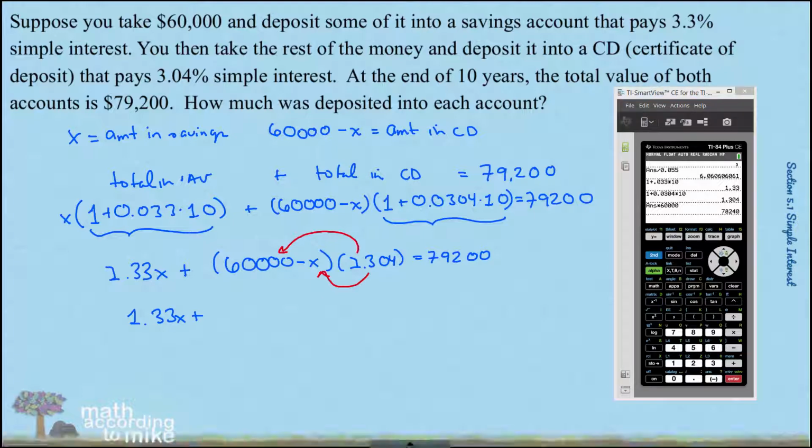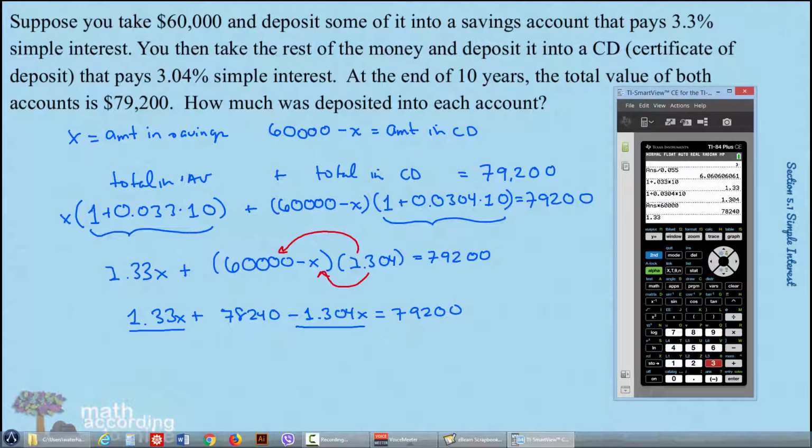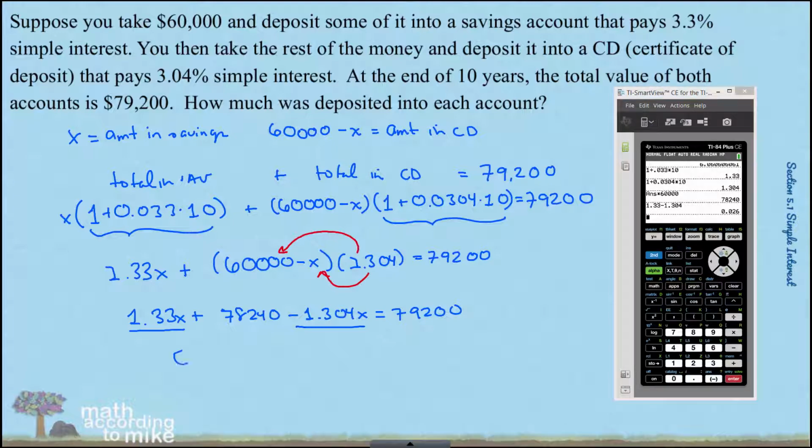78,240. And the 1.304 times X is just that, 1.304 times X. Keep the minus sign out front. Great. So now we have 1.33X and negative 1.304X. Those combine to be 0.026X. And we have the 78,240 on the left.